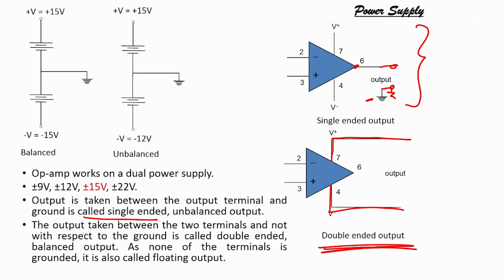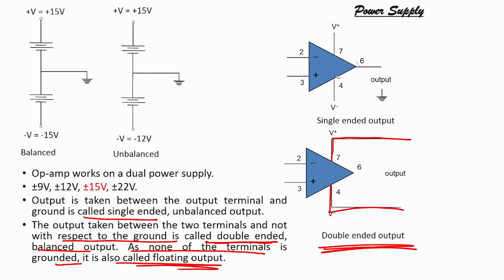So, what is that? The output taken between two terminals and not with respect to the ground is called double ended output, or balanced output, and as none of the terminals is grounded, it is also called floating output. You see here in the single ended output, one terminal is ground with respect to the second terminal, so it is not floating. But in this particular case you are taking the output between pin 7 and 4, and none of the pins is grounded, and that is why this is also called floating output. Okay. It is also called double ended output.